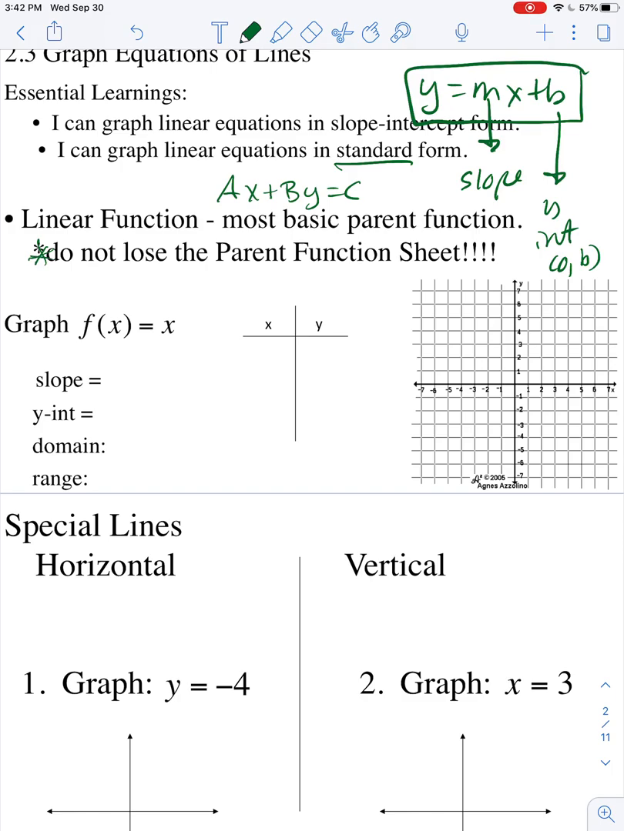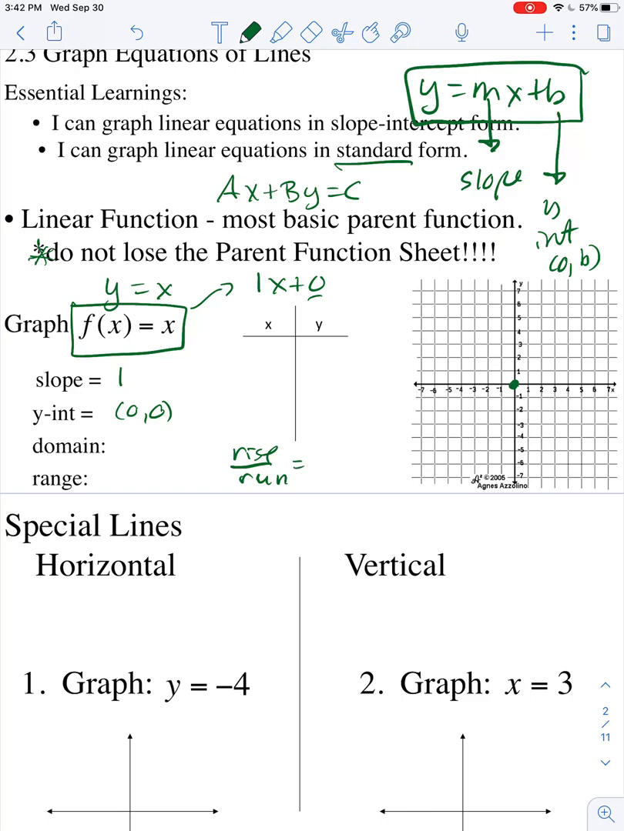Now, this is ironic. It says do not lose the parent function sheet, but you don't have one, so don't worry about losing it. We are fancy now, and so instead of writing y equals x, that was so last year, now we're going to write f of x because we're starting to deal with function notation. So this would be the equivalent of 1x plus 0 if you wrote it in true slope-intercept form, making my slope 1 and my y-intercept, this b value, 0. So I know that it will cross at 0, 0 and have a slope of 1.